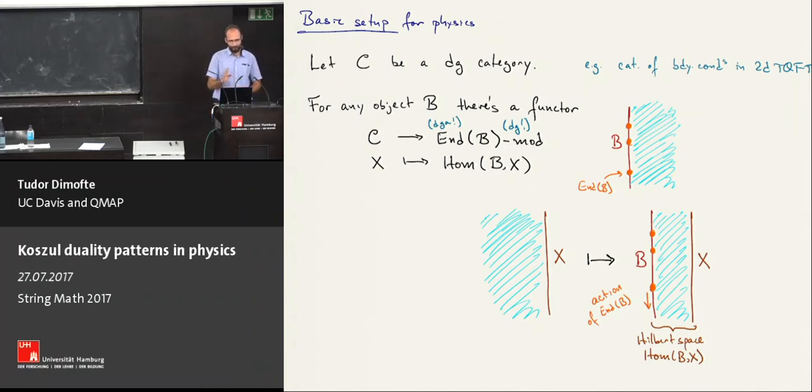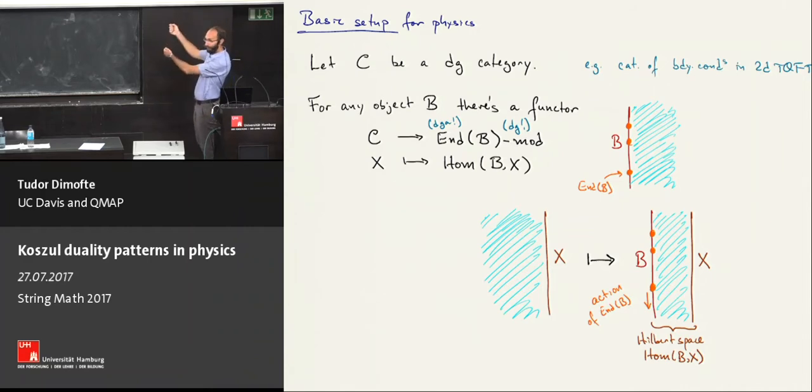Now, given any object in a category, one can define a functor from the category to modules over the endomorphism algebra of that object, which I've called B above. This is a sandwich functor. So in terms of boundary conditions, to apply this functor to any other object x, you form a sandwich with b on one side and x on the other.